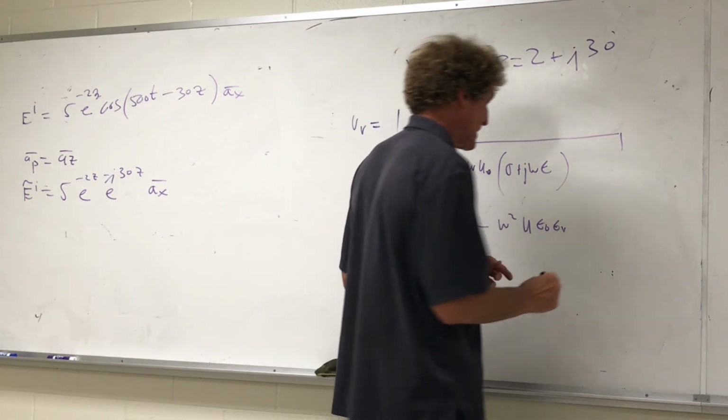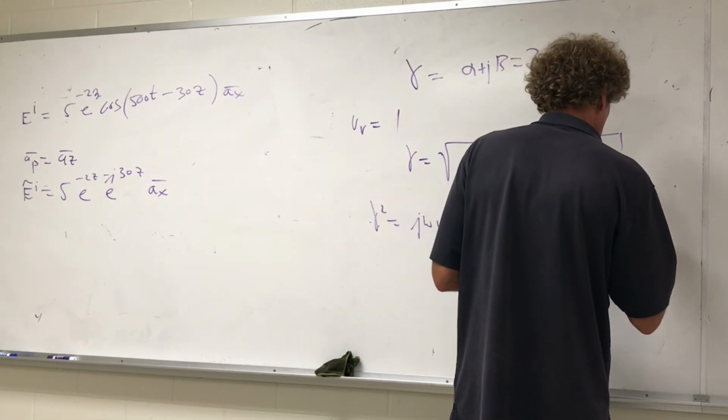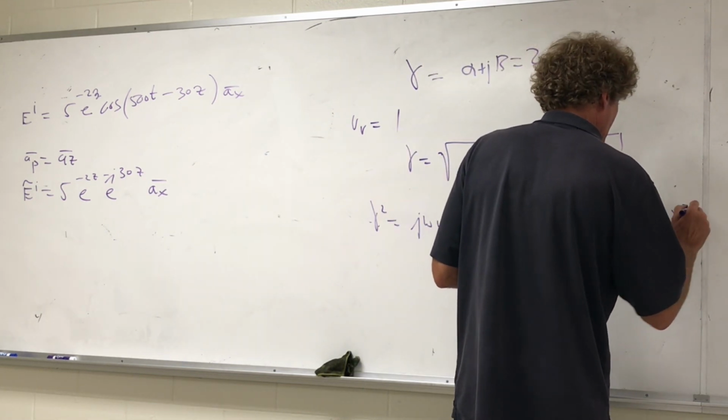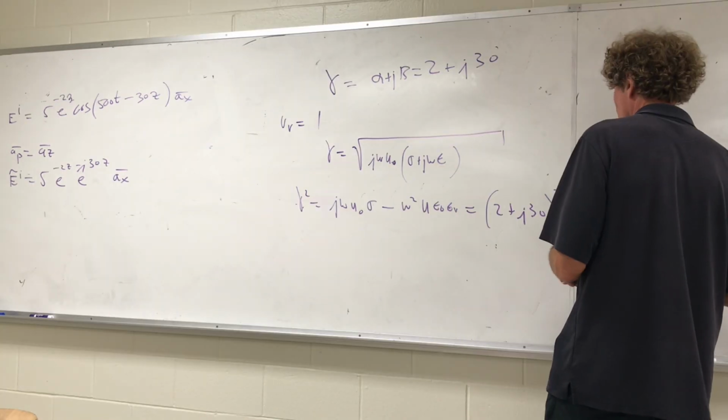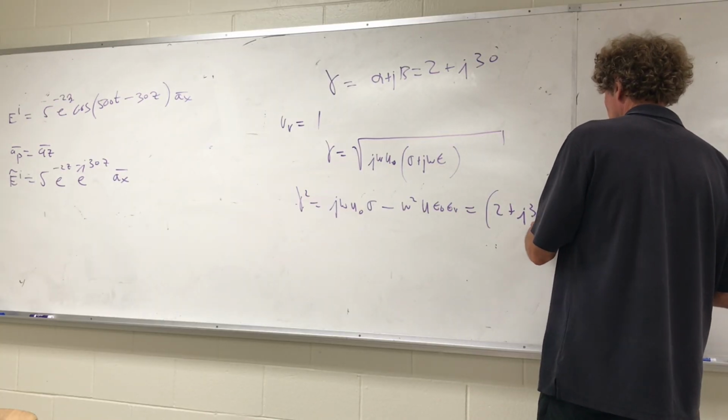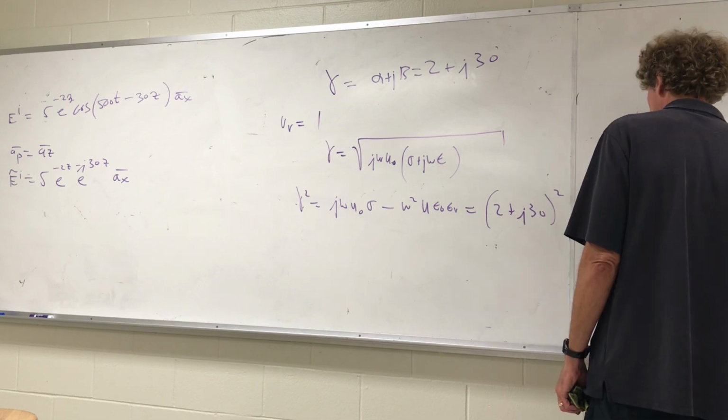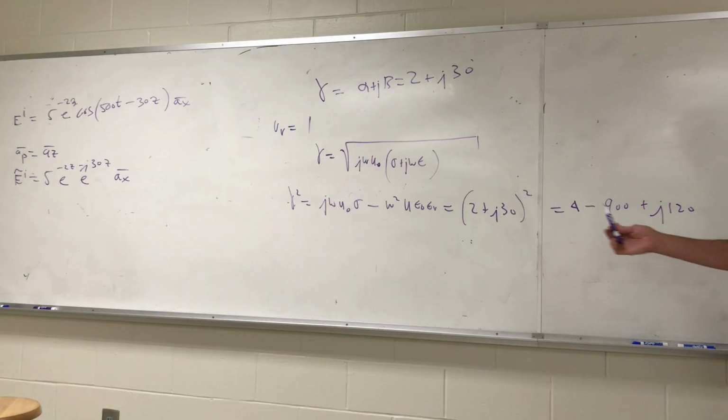And what's that got to be equal to? 2 plus j 30 squared, correct? That's gamma squared. When you square this, what do you get? 4. And then when you square it, you're going to get minus 900 plus j120. Just square this.